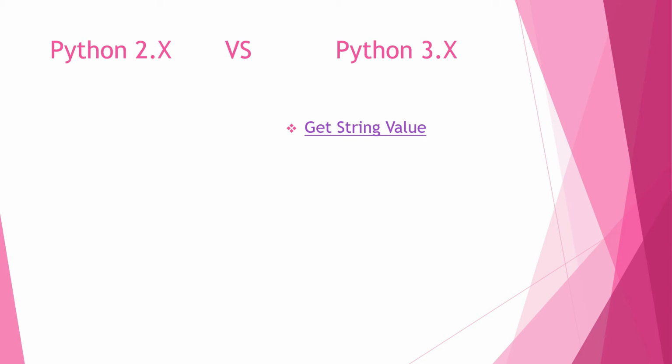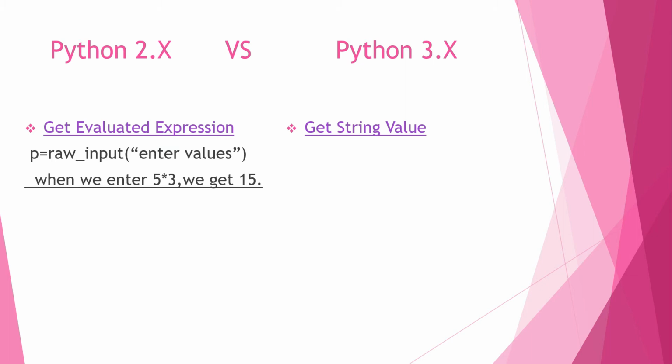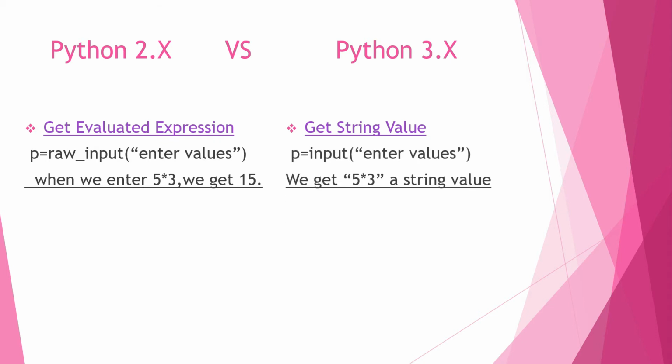The third difference is the input function. So in Python 3 we get a string value and in Python 2 we get evaluated values. So let's see what this means. When we enter values, the values are assigned to variable p. When p is equal to raw input, enter values, then we will get 5 into 3, 15, and in Python 3 we get a string value which is 5 into 3.